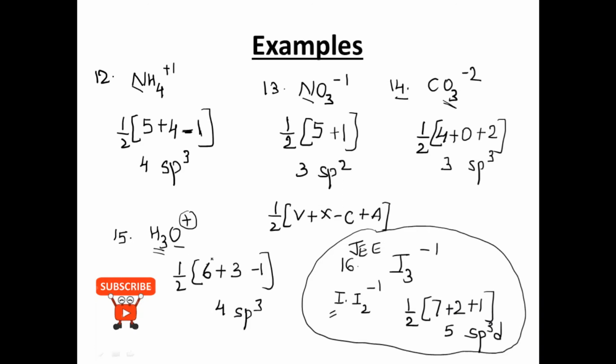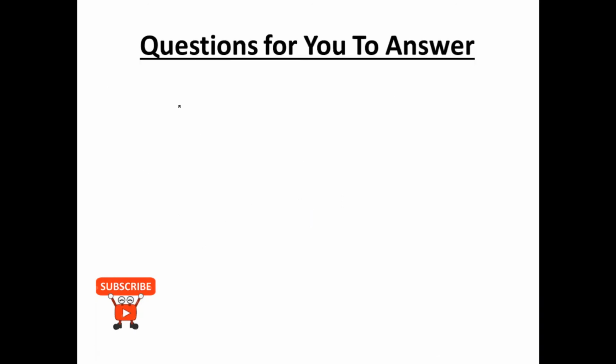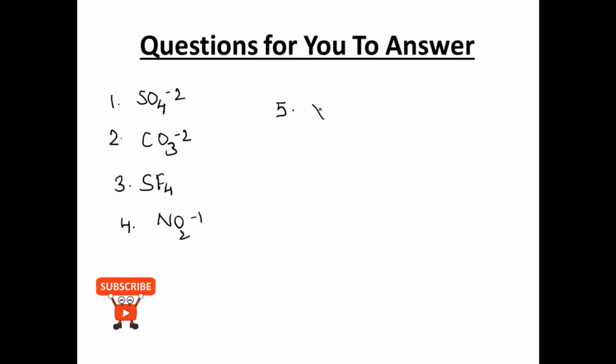Now, children, I hope it's clear to all of you, and I give you some questions to do. Any doubt, please mention it in the comment box, and you're most welcome to come up with your doubts. You can try out the sulfate radical, the carbonate ion, then SF4, the nitrite ion, and some which we have already done, such as XeO2F2.